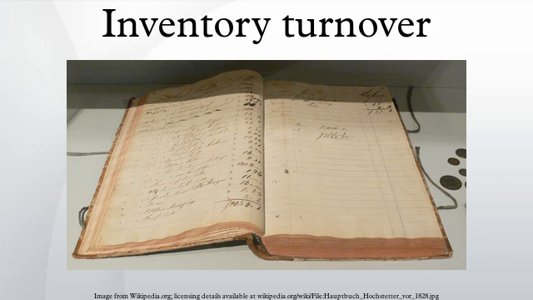In accounting, the inventory turnover is a measure of the number of times inventory is sold or used in a time period such as a year. The equation for inventory turnover equals the cost of goods sold divided by the average inventory. Inventory turnover is also known as inventory turns, stockturn, stock turns, and stock turnover.